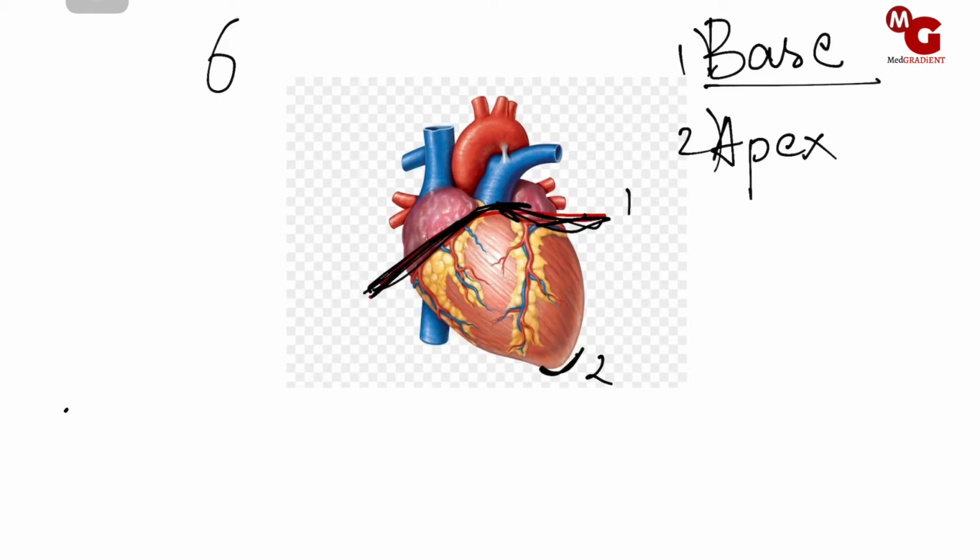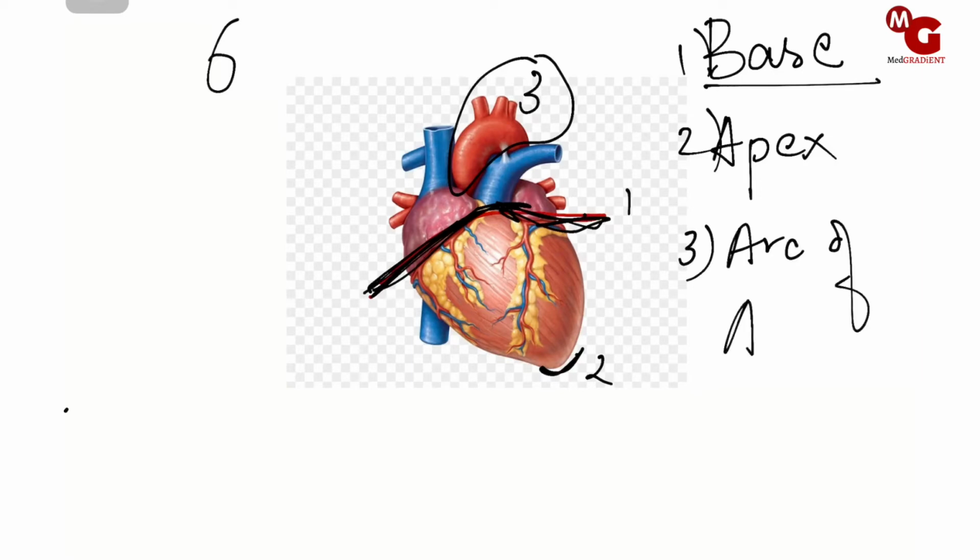The third structure that I want you to remember is very easy to locate, and that is this, the arc of aorta, or simply aorta, right? Okay, now what is the fourth structure?